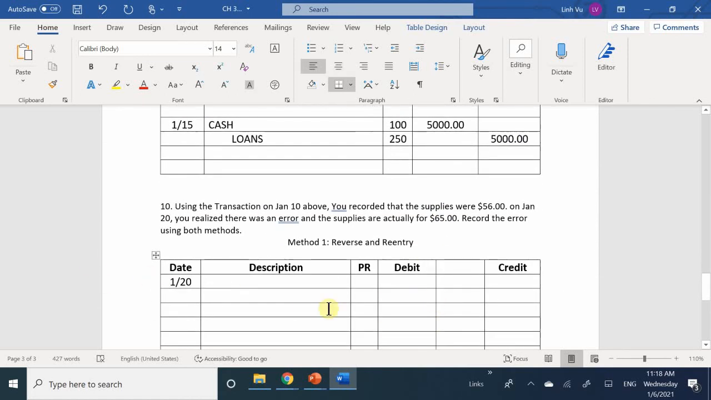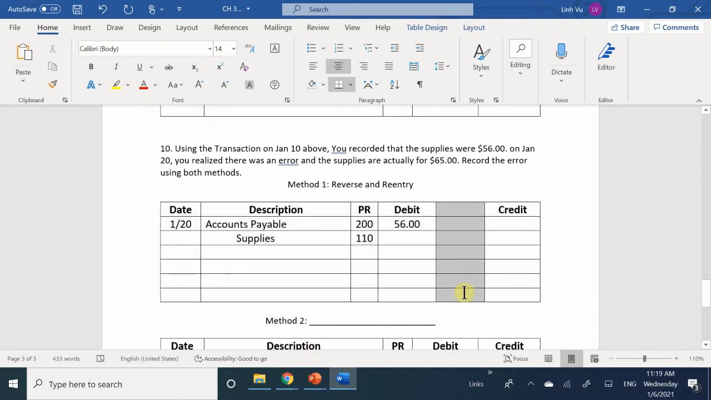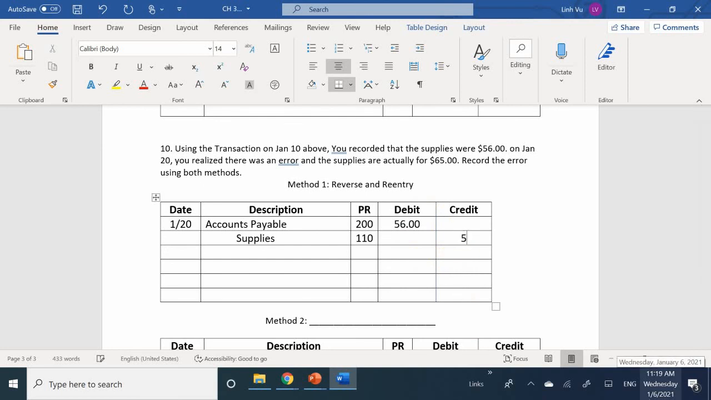Good. So I'm going to reverse it by returning. So accounts payable, which is account number 200, for the $56. And I'm going to also reverse my supplies for also $56. Oh, actually, no, this column isn't supposed to be here. Okay, so I'm going to reverse the transaction by entering it in like that. Good.